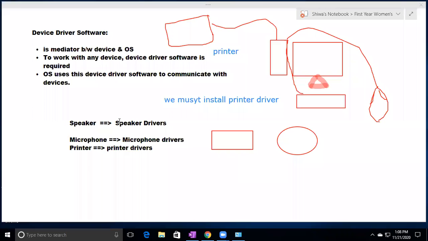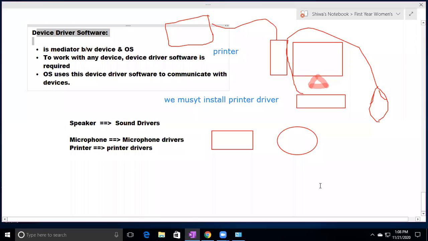Similarly, if sound drivers are not there, my speaker will not work. I'm calling them sound drivers. If microphone drivers are not there, my microphone will not work. So this is about device driver software.